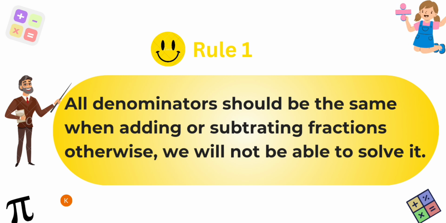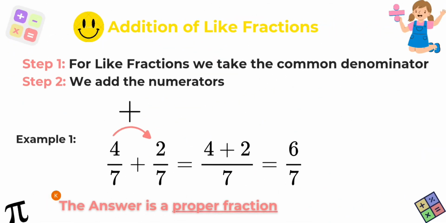Rule 2. Addition of like fraction. While solving addition of like fraction, we need to consider two steps. The first step is for us to take the common denominator, and the second step is for us to add the numerators.